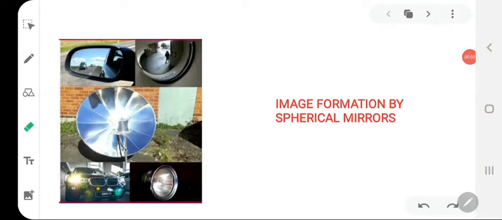I welcome you all once again to another discussion from the topic spherical mirrors. In the previous video lesson, I told you about the different types of spherical mirrors. We had studied that spherical mirrors are of two types, concave and convex. We had also discussed a couple of important terms related to the construction of spherical mirrors. Today, we shall study about the formation of images by both types of spherical mirrors.